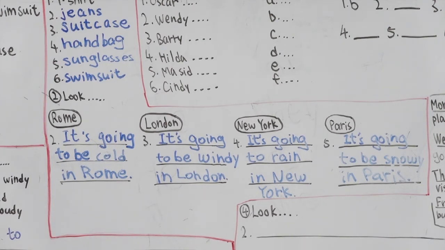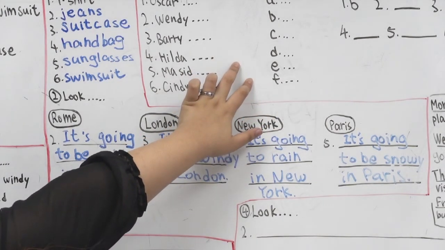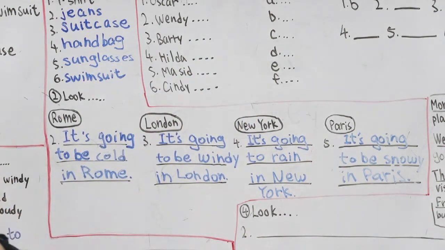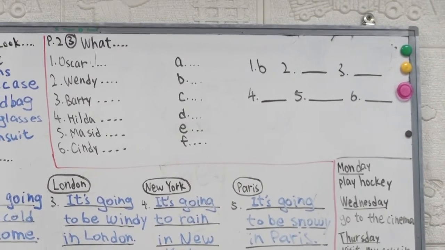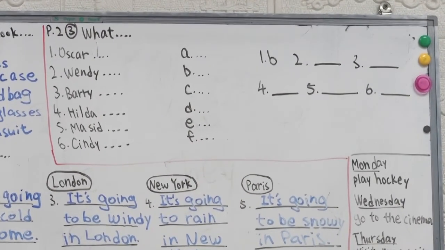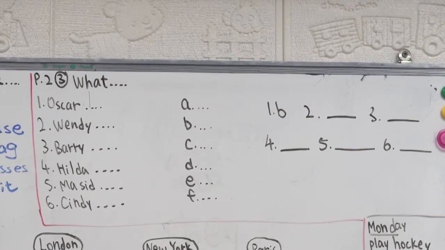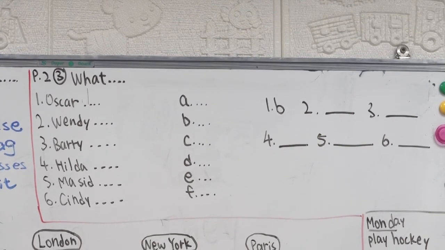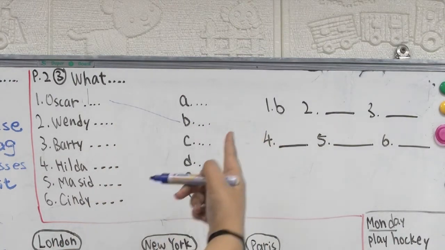Now let's have a look on page 2. All right, page 2 is here at the top. It's here at the top actually. Yeah. 3, what are they going to do? Look, match, and write. So number 1 actually has been done for you. Oscar and Eddie are going to go sailing. So that is B, which has been done for you, right?